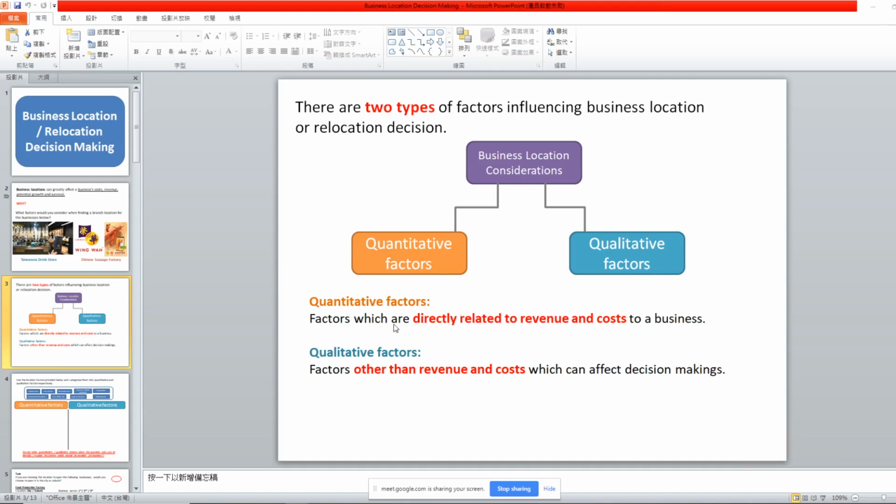We talk about those two factors, and once again, quantitative factors. When you think about this, those factors are directly related to your revenue and costs and possibly your profits. And the qualitative factors are just the opposite: something indirectly related to revenue and costs.